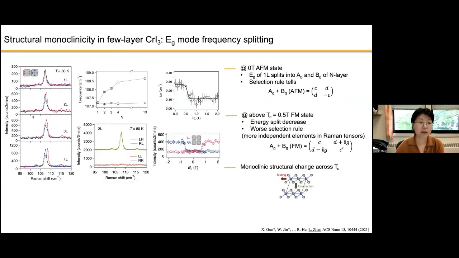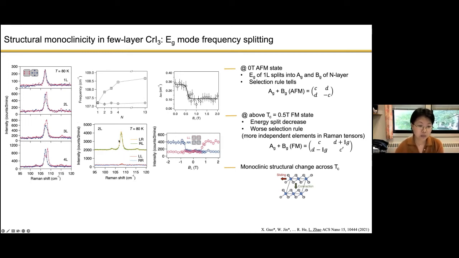Another result in few layers that we obtained is that we confirmed that across the field-induced magnetic phase transition, there is indeed a monoclinic structure change. This has been shown in such a way. We look at the Eg phonon mode here. The Eg mode is actually doubly degenerate in monolayer because of the threefold rotational symmetry. But it is split in bilayer, trilayer, and 4-layer due to the interlayer monoclinic coupling. And this frequency splitting is an indication of the monoclinic structure in bilayer and above.